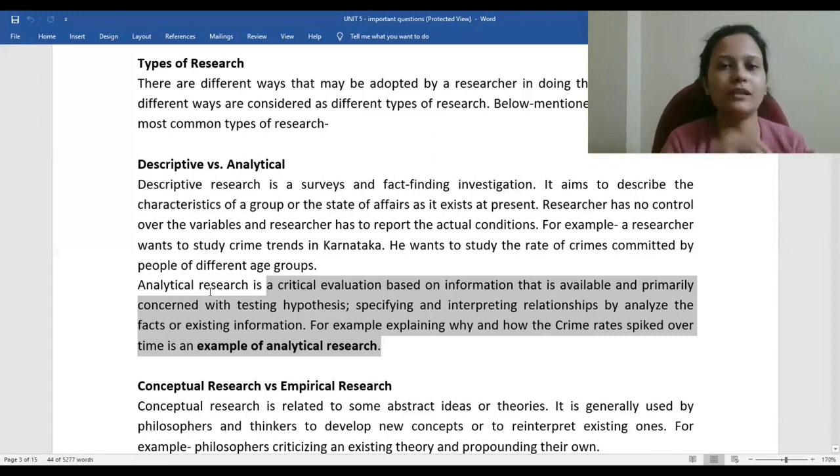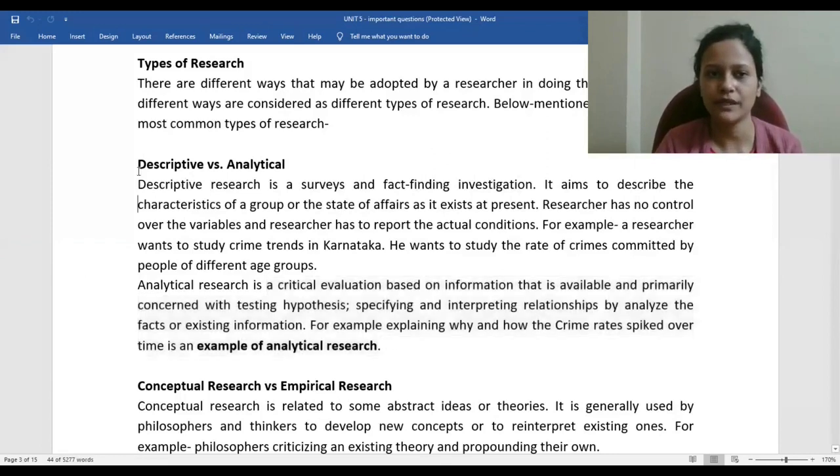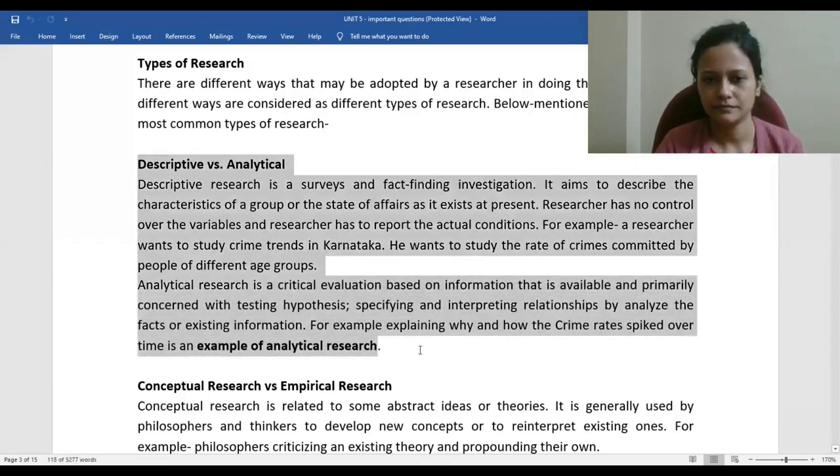Even though they are not writing something on paper, maybe it's just a random conversation they are having, or news that they are reading, still it is the outcome of analytical research that they came to this conclusion. Okay, is it clear? Yes, ma'am.